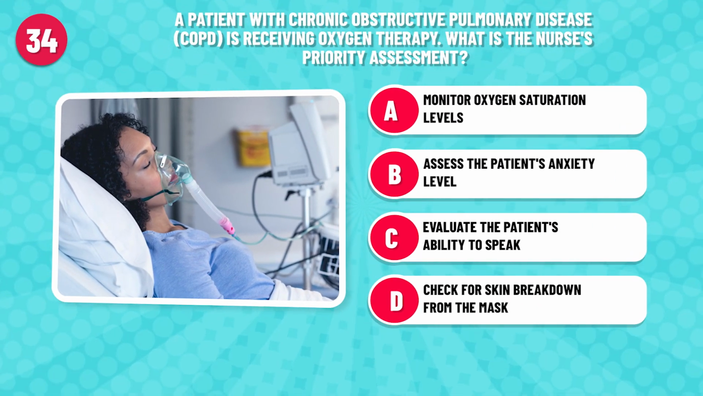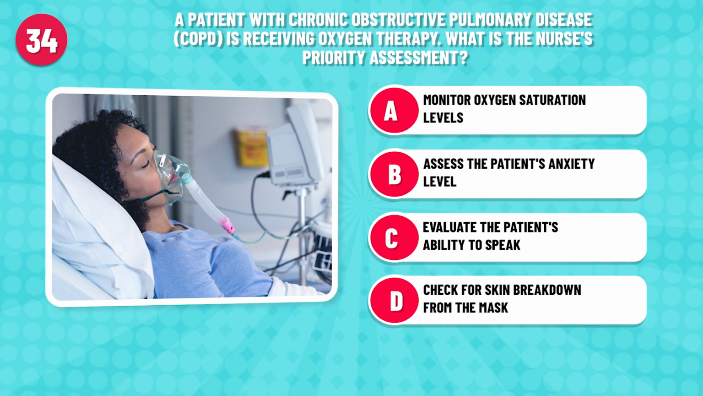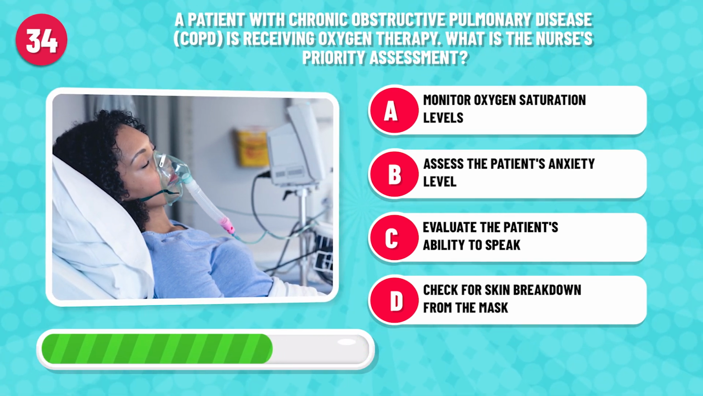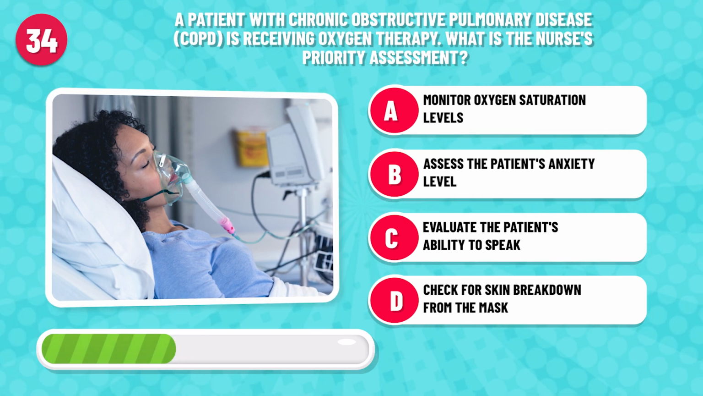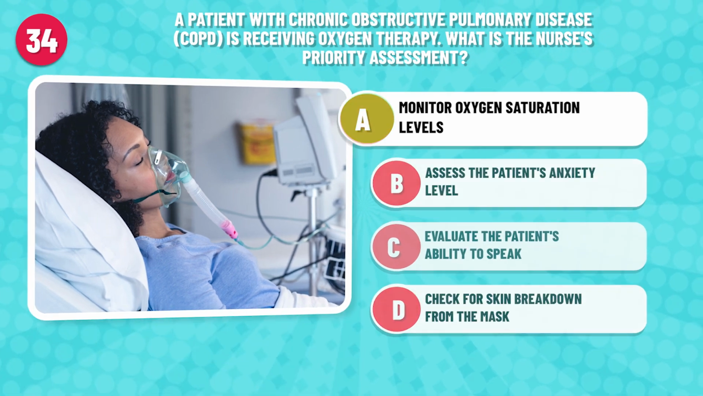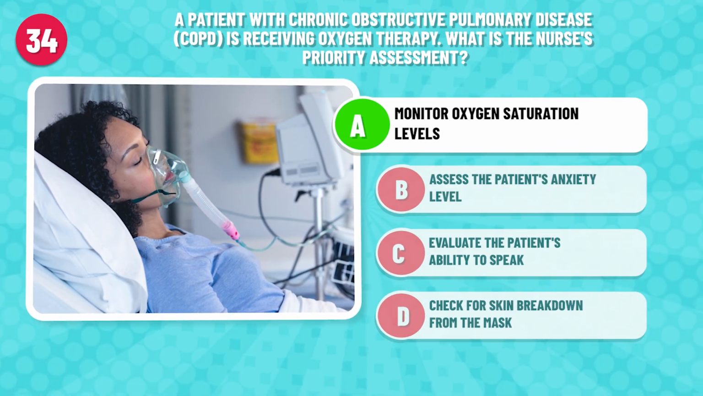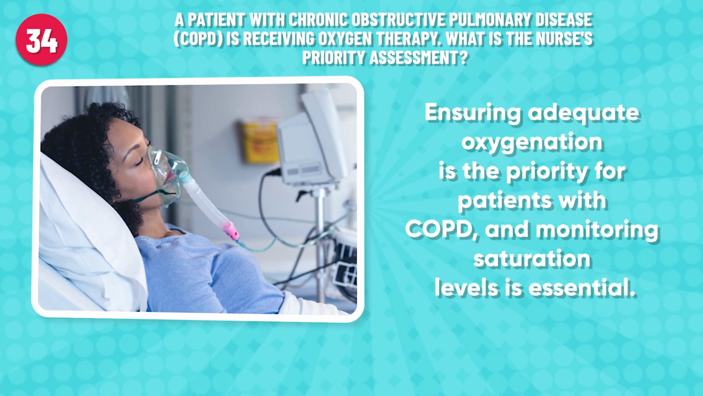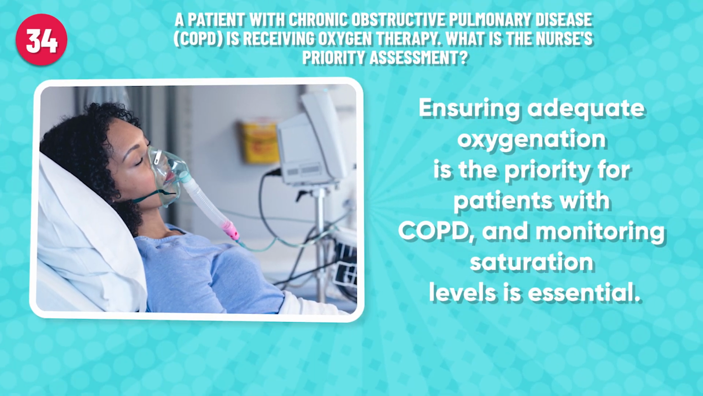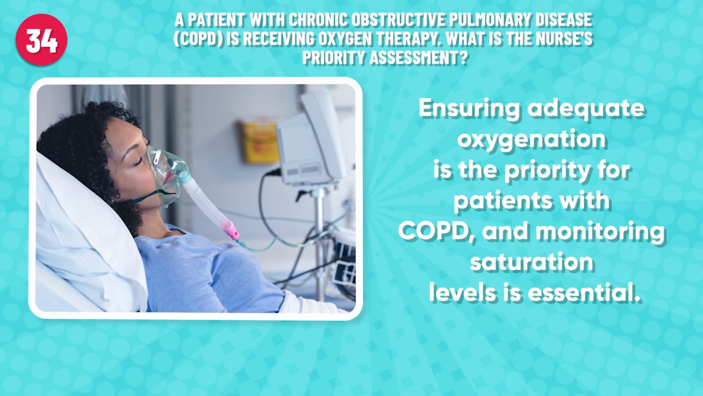A patient with chronic obstructive pulmonary disease, COPD, is receiving oxygen therapy. What is the nurse's priority assessment? It's A. Monitor oxygen saturation levels. Ensuring adequate oxygenation is the priority for patients with COPD, and monitoring saturation levels is essential.